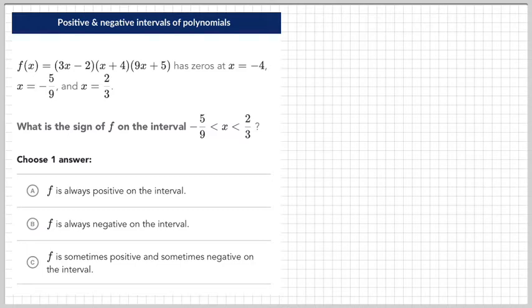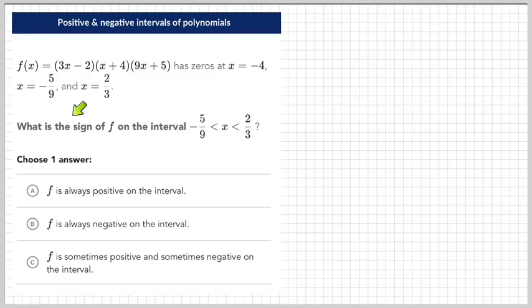So here we go. This says it defines f for us. It gives it to us in factored form. And then it even tells us what the zeros are: -4, -5/9, 2/3, which it didn't need to. You could have found them yourself by setting that factor equal to 0, that factor equal to 0, and that factor equal to 0. You could have got these yourself. Okay, but let's get to the question right here.